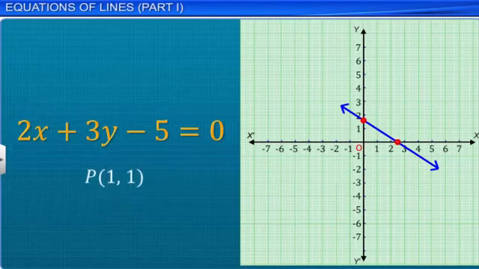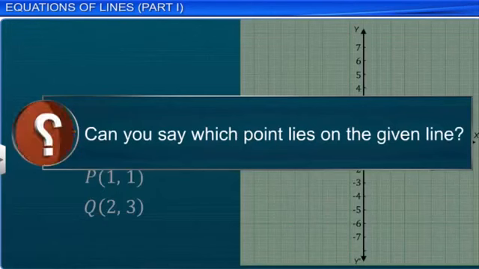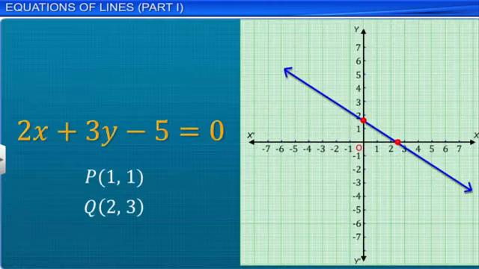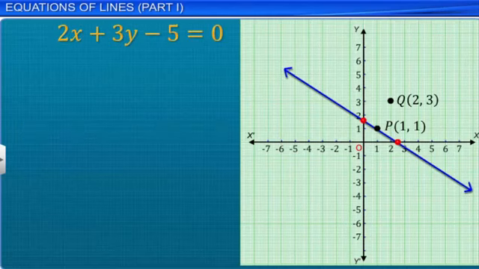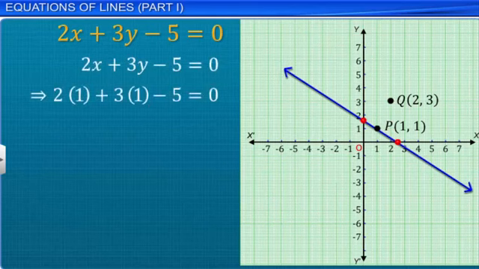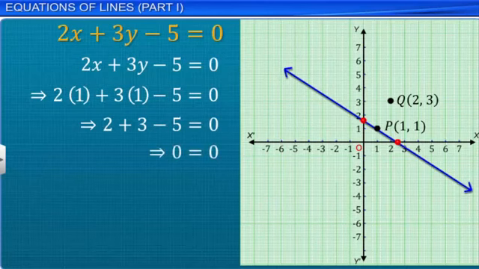Let's consider points P(1, 1) and Q(2, 3). Can you say which point lies on the given line? Let's extend the line. We see that the line passes through point P(1, 1). Let's verify this algebraically. On substituting the coordinates of the point in the given equation, we see that the values of the left-hand side and the right-hand side are equal.